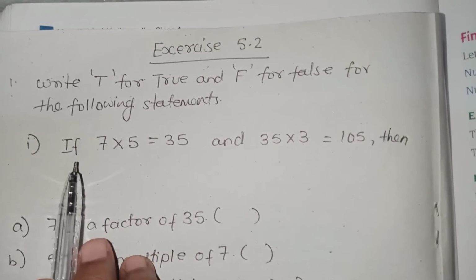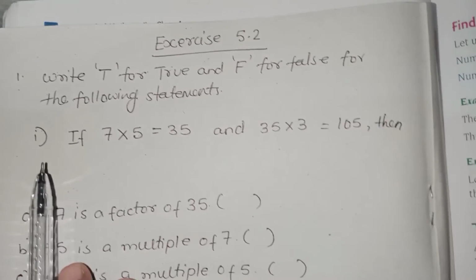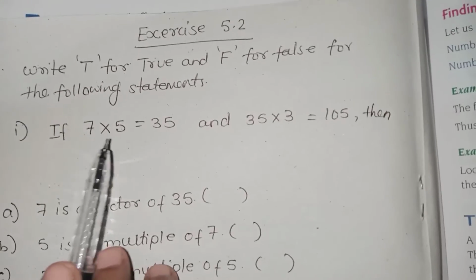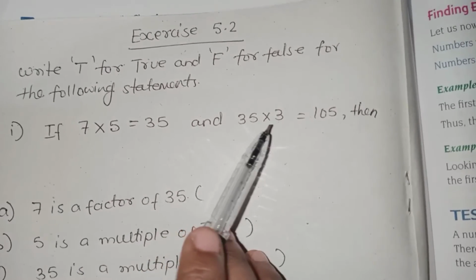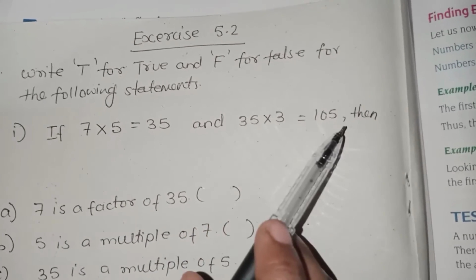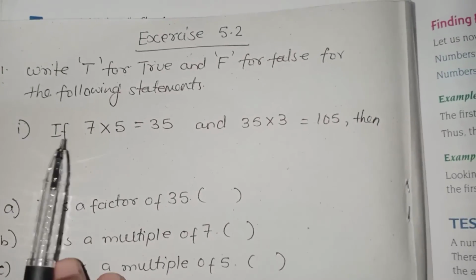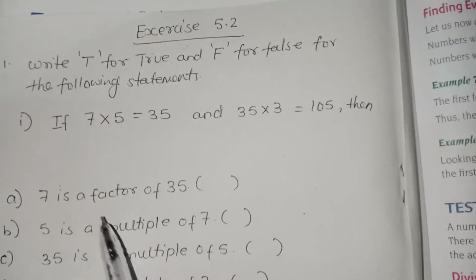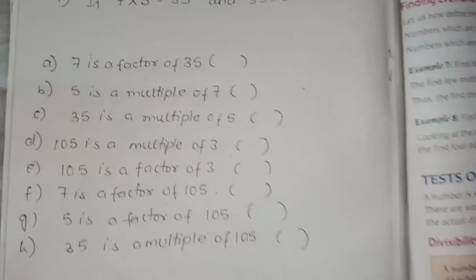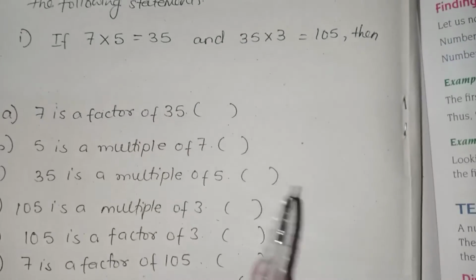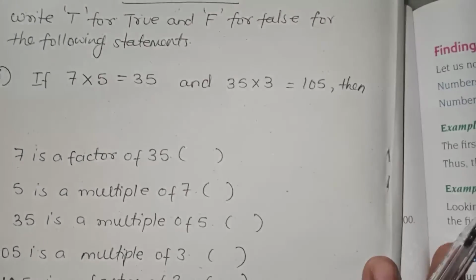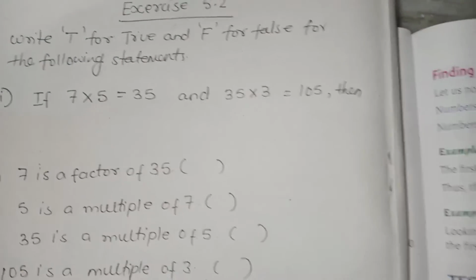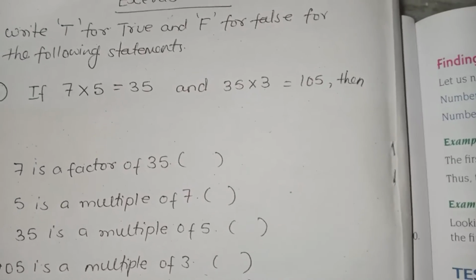Okay, so this is the question, question number 1. If 7 into 5 is equal to 35 and 35 into 3 is equal to 105, then on the basis of this, there are a few statements given from A to H, and we have to read each statement and see whether it is true or false. Okay, so I will make it easy for you to do this true and false.